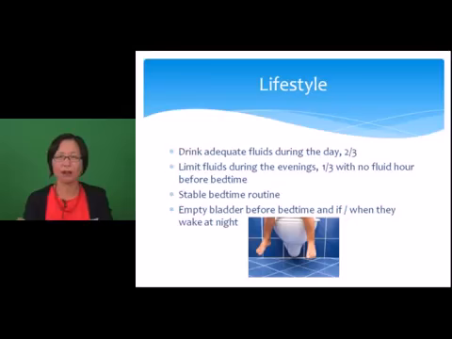In terms of lifestyle, we know that the child needs to drink adequate fluids, so we don't want families to say, oh, I'm going to fluid restrict them. But you want to really try to encourage them to drink most of their fluids during the day. So 2/3 of their fluid intake should really be during the day, and you should limit the fluids during the evenings to 1/3 of what their daily maintenance requirement would be. Ideally, they would have no fluid for the hour before bedtime, and you want to have a very stable bedtime routine where the child is practicing emptying their bladder fully before bedtime. And if for some reason they wake at night, they should go and try to urinate on the toilet so that they empty their bladder completely before they go back to sleep.